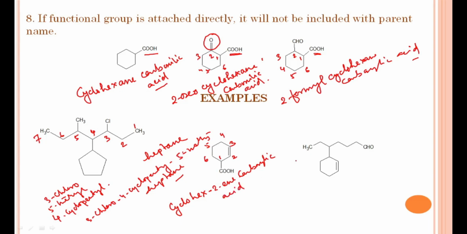Now coming to this, it is 6 carbon atoms, 1 2 3 4 5 6 7. So again it will get the preference, 2 3 4 5 6 7. So this is an aldehyde. So it is heptanal. 'al' is for aldehyde. Now in 5th position, this group is attached, so we have to give the numbering like this: 5-cyclohex-2-enyl heptanal. So like that we have to give the numbering.